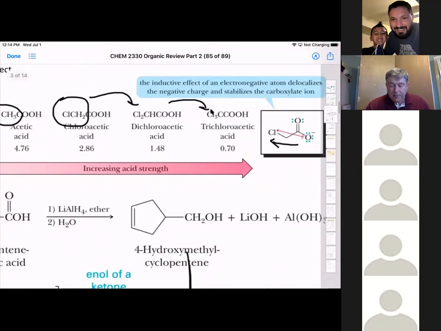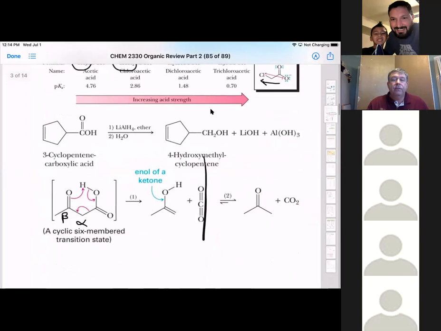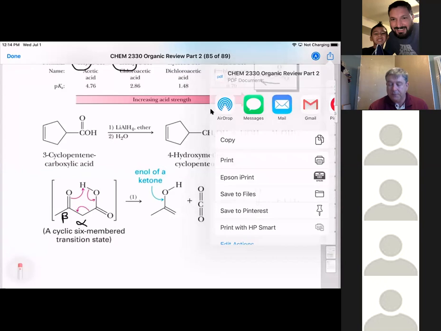Okay, so we have this use of the enol-keto tautomerism again to give us our six-member transition state, which allows for the leaving of that carbonyl. And again, we use that in chapter 15 when we create things with the Claisen rearrangement or the Claisen condensation, because we are reacting esters.